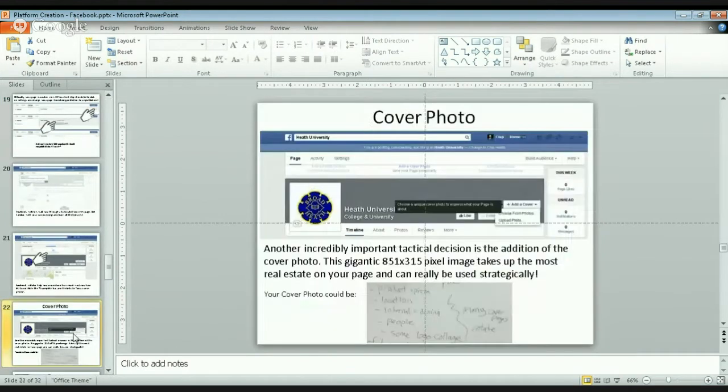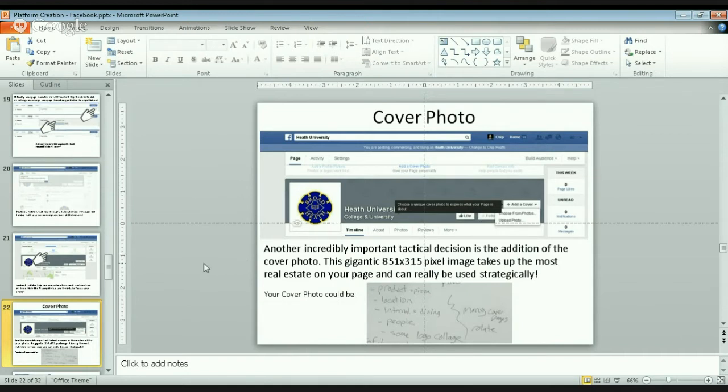So go down to the cover photo. The size is important. It's 851 by 315. It takes up most of the real estate. And what would you put on there? Well, the answer is simple. It depends. Are you a rock band? Are you a grocery store? Are you a product manufacturer? What are you?